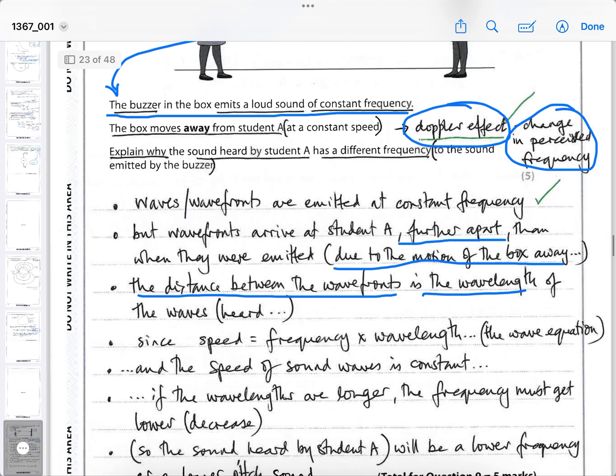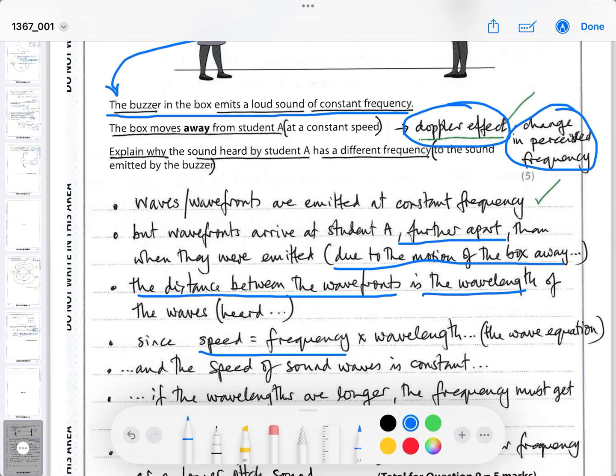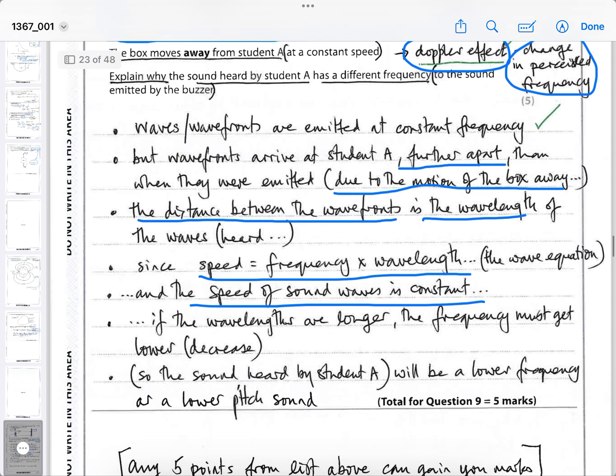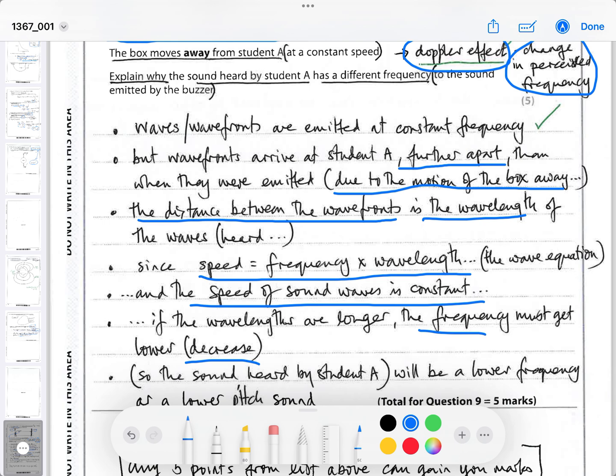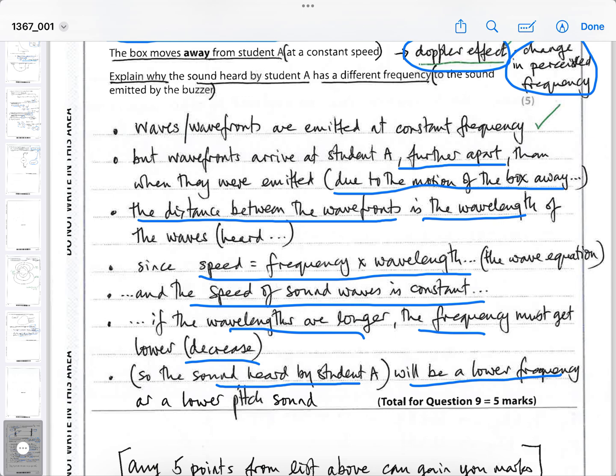And since speed is frequency times wavelength, and the speed of the waves is constant, because this is speed in air, then we know that if the wavelengths get longer, the frequency must get lower. The frequency must decrease, okay? So the frequency decreases because the wavelengths are longer as perceived by the observer, student A. So the sound heard by student A will be a lower frequency than the original pitch of the buzzer, okay?